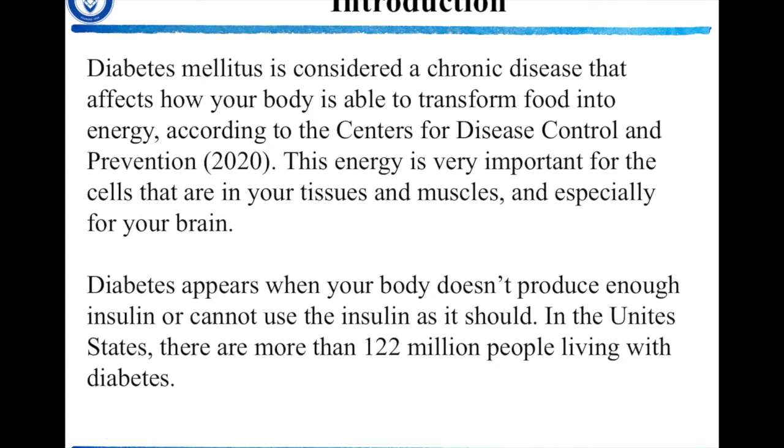Diabetes is considered a chronic disease that affects how your body is able to transform food into energy, according to the Centers for Disease Control and Prevention. This energy is very important for the cells that are in your tissues and muscles, and especially for your brain. Diabetes appears when your body doesn't produce enough insulin or cannot use the insulin as it should. In the United States, there are more than 122 million people living with diabetes.